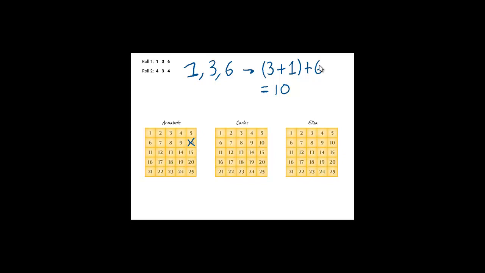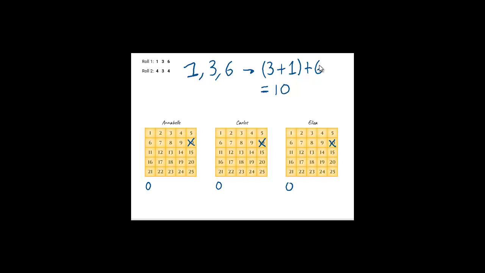Annabelle, Carlos, and Elisa, this is just an example, get 0 points because there's no side box next to the entry they just marked. It's just the first round, so everybody gets 0 points so far: 0, 0, 0.